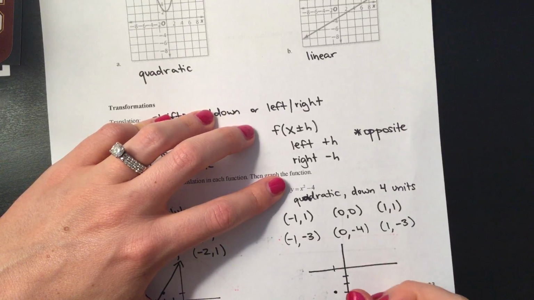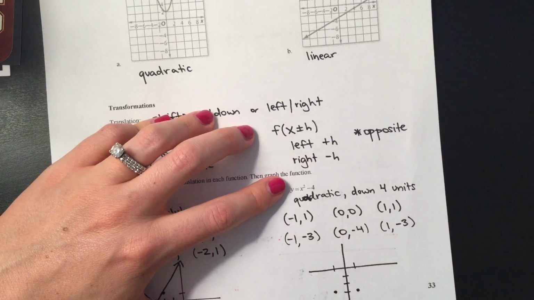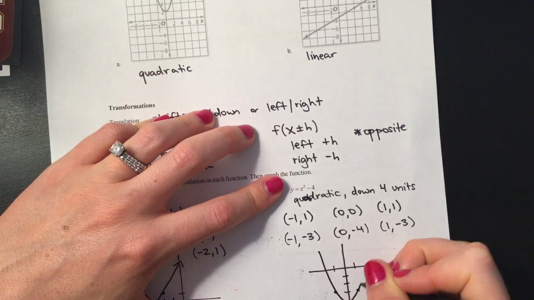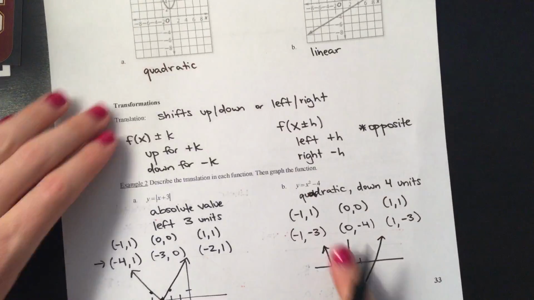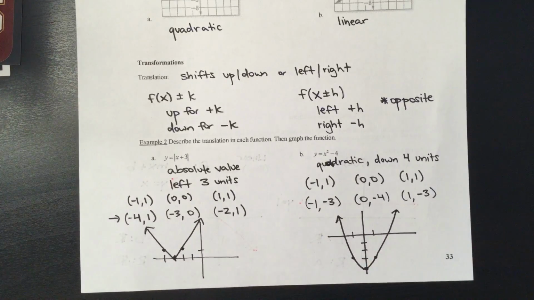There we go. There's the second point. And there's the third point. Okay, so now remember this one's a parabola, so it's much more curved than the previous one that we just drew. So this one's kind of a U shape, this one's a V. Pointed, curved. All right, so those are our translations.